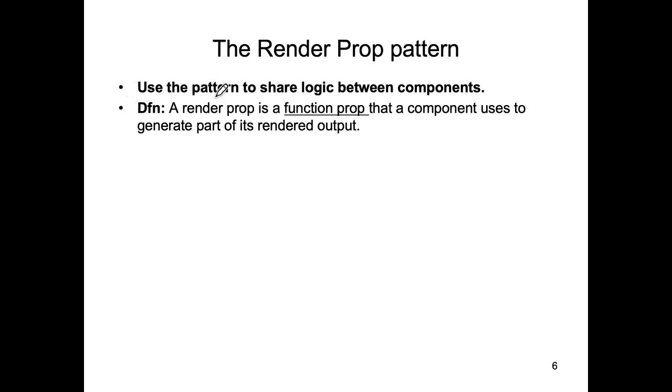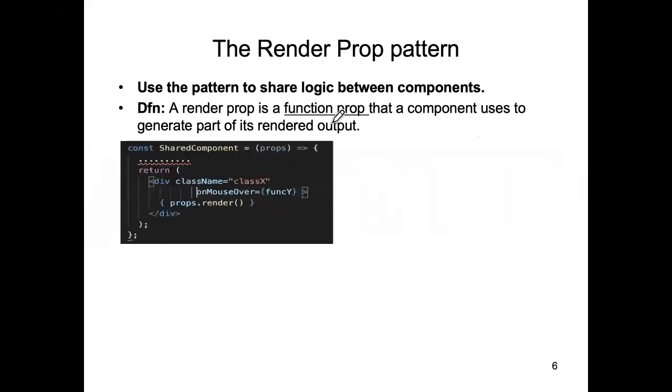Well, in this case, the prop is also going to be a function, but the receiving component, the component that receives this special function, invokes it in the middle of its JSX, and the invocation of the function is going to generate some JSX. So the definition is that a render prop is a function. It's a function prop, or a prop that is a function that a component uses to generate part of its rendered output. In other words, it's JSX.